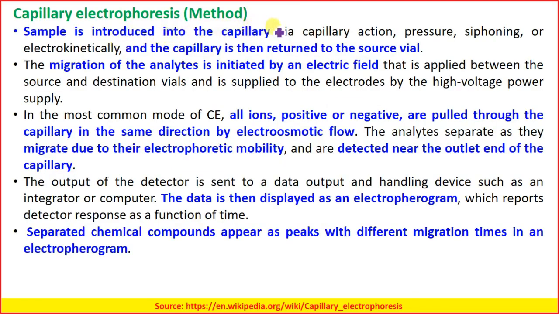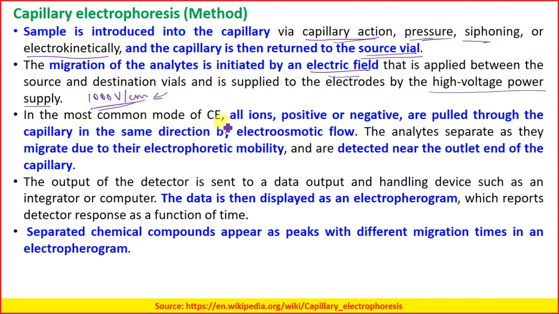Okay. The sample is introduced in the capillary via capillary action, pressure, siphoning, or electrokinetically. The capillary is then returned to the source vial. Okay. The migration of the analytes is initiated by applying the electrical field, which I have already told, and that is applied between the source and the destination vial, and is supplied to the electrodes by the high voltage power supply. Okay, usually we apply around 1000 volts per centimeter.